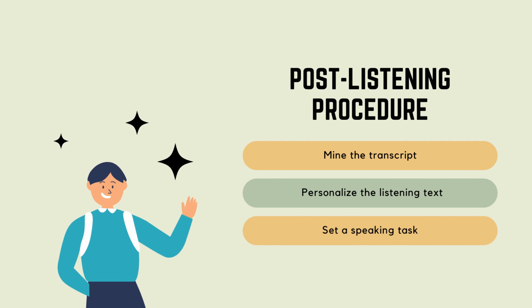First, mind the transcript, in which you provide students with a transcript of the audio and have them go over the transcript and assess which areas they had difficulty listening to. Second, you can set a speaking task. Ask the students to perform a related speaking activity. And the third one, personalize the listening text. Find ways that students can relate to the text.